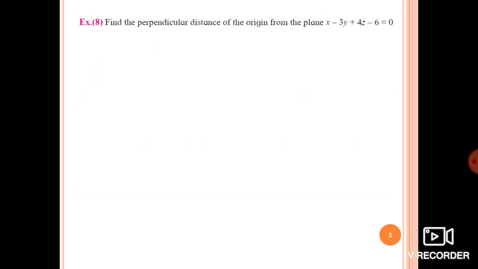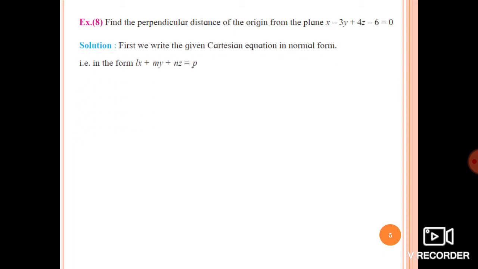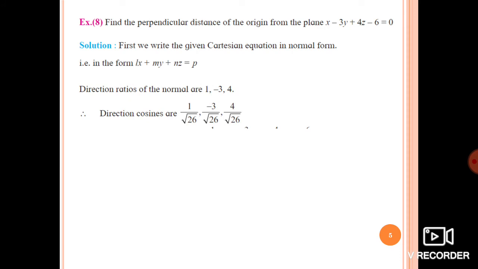Next question. Find the perpendicular distance of the origin from the plane x minus 3y plus 4z minus 6 equal to 0. First we write the given Cartesian equation in normal form, in the form Lx plus My plus Nz equal to P. Direction ratios of the normal are 1, minus 3, 4.